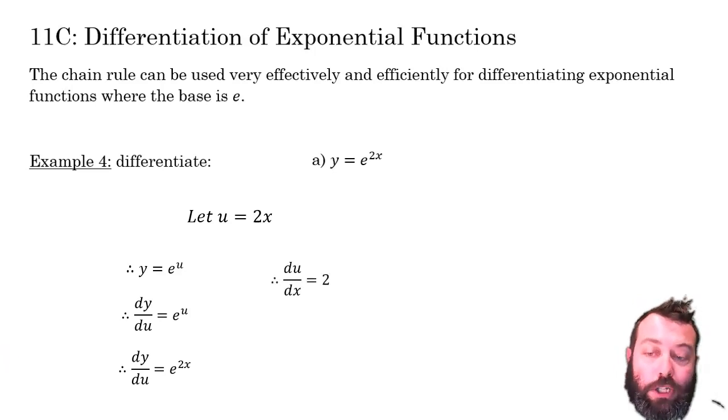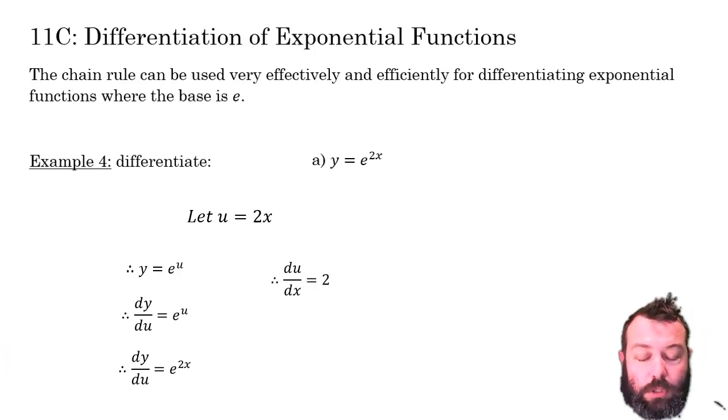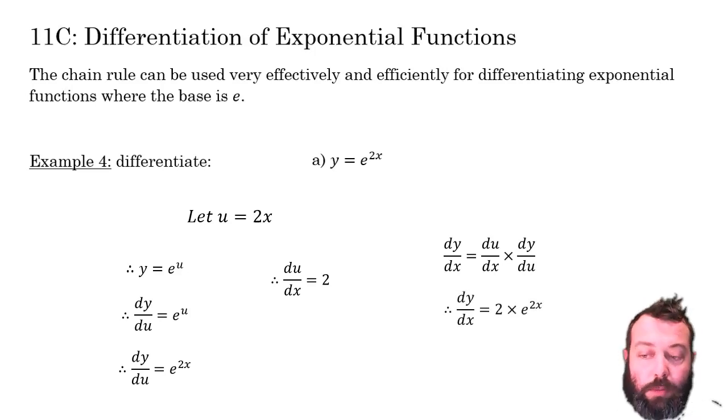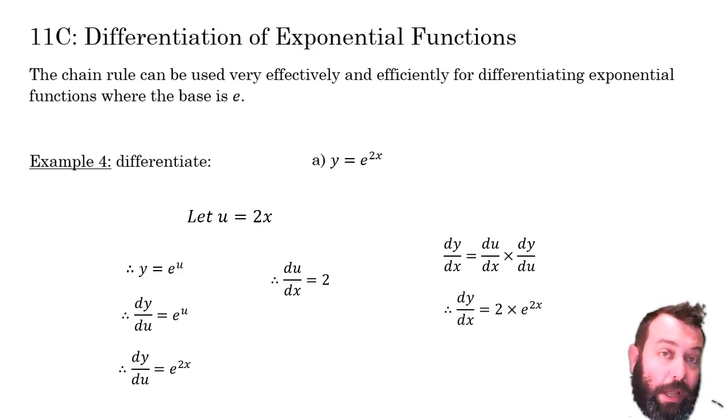I also need to differentiate the substitution, which is really quite simple. The derivative of that will be 2. And the chain rule tells us that dy/dx is du/dx multiplied by dy/du, which is 2 times e to the 2x, which is 2e to the 2x.